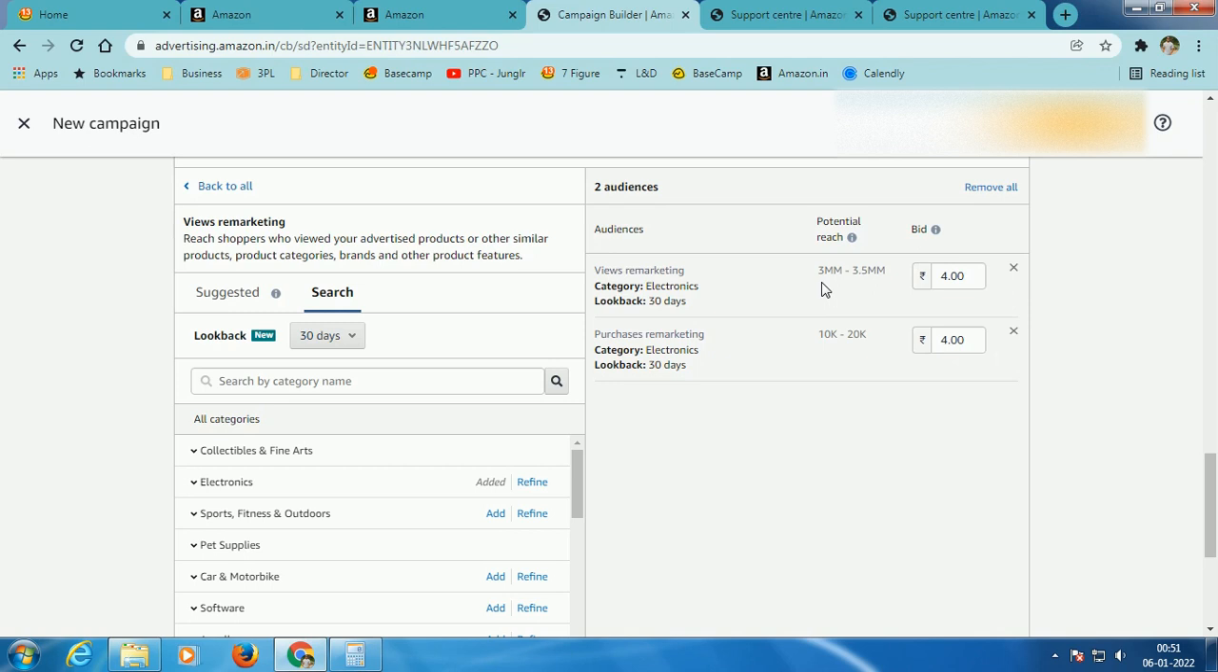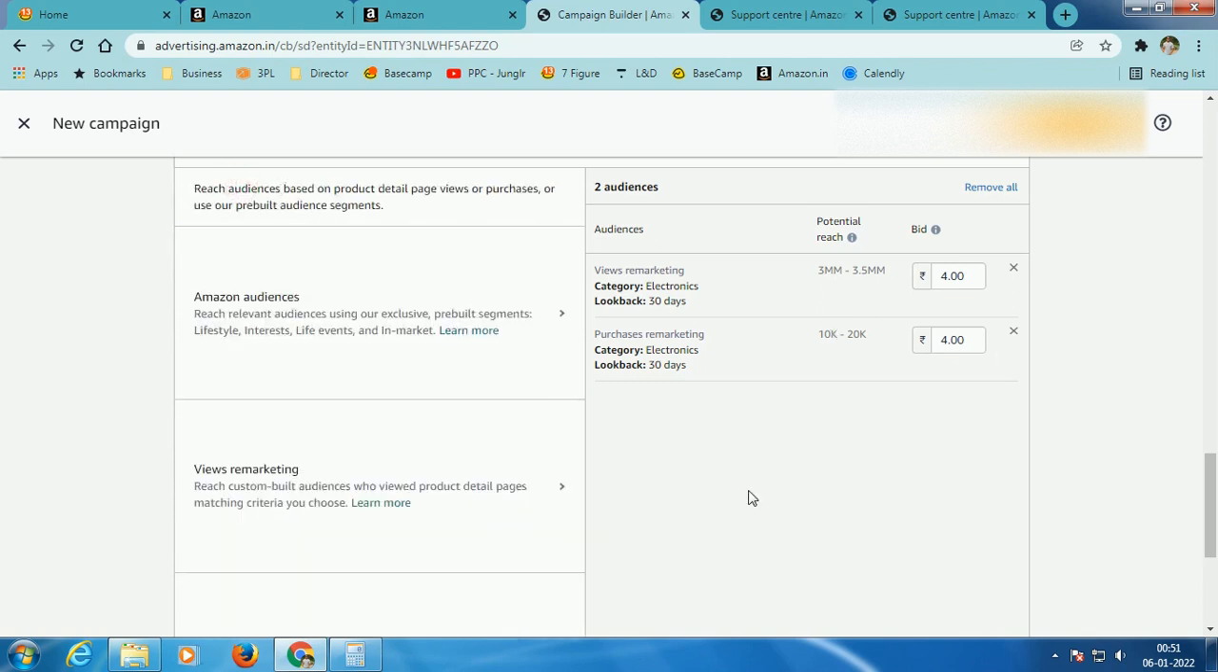So this is the demand. Amazon is telling me that, hey, look, in the last 30 days, 3 to 3.5 million, which is 30 to 35 lakh people, have looked for this specific product or this particular category, right? This is the demand in this market, right? So this is very interesting data.